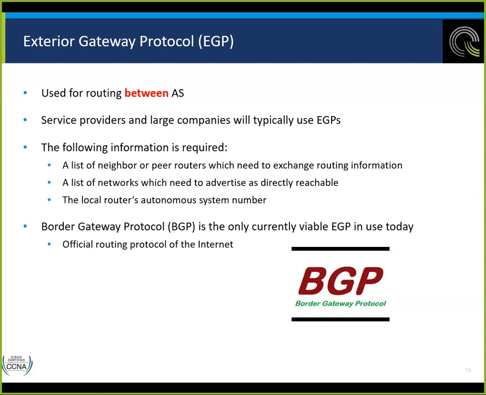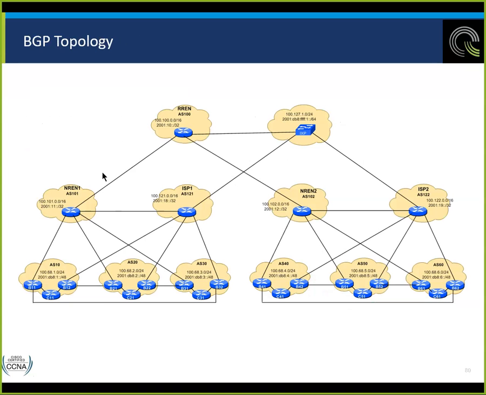We had to have the IP address, the networks that we're going to advertise, the local router's autonomous system number, as well as the remote autonomous system number. And that's the list of the neighbor or peer routers that we're going to need to exchange information with. BGP is the only currently viable, only currently used exterior gateway protocol today.